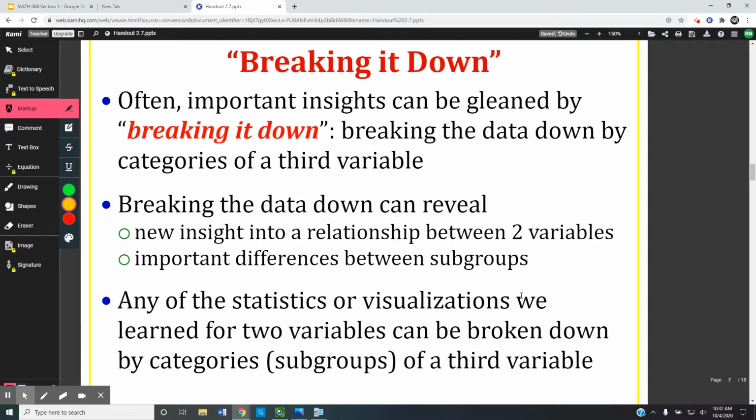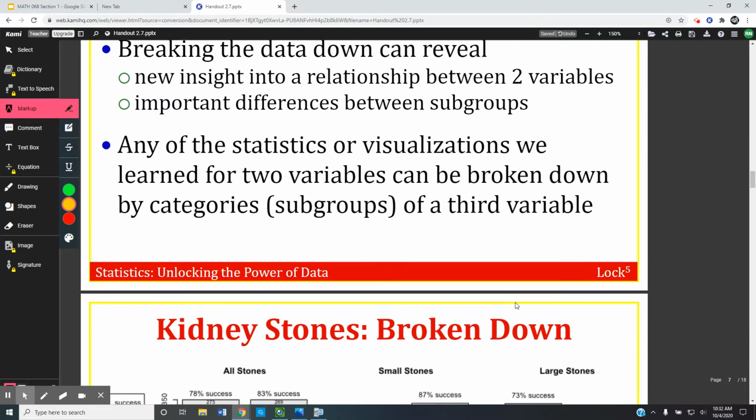Breaking the data down into this third variable really brought new insight into the data that we looked at. It says new insight can be brought into a relationship with two variables by just simply introducing this new subgroup. Any of the statistics or visualizations we learn from two variables can be broken down by categories or subgroups. So remember, when you go to categorical and quantitative, now you're talking about, for instance, when we looked at side-by-side box plots.